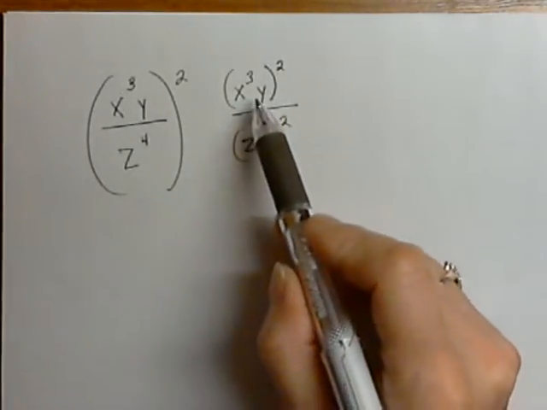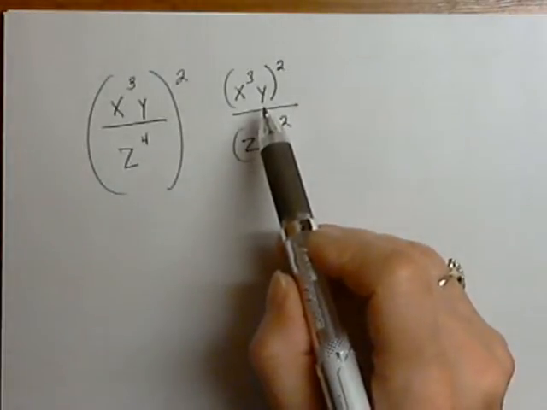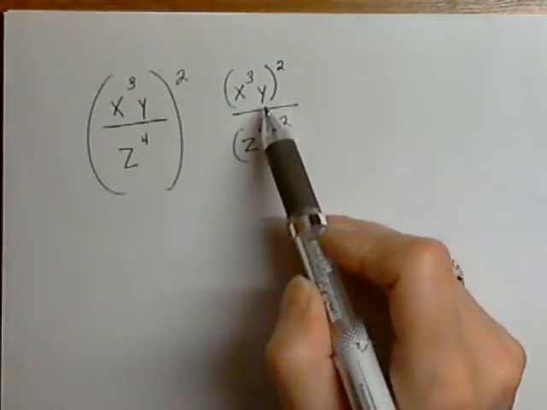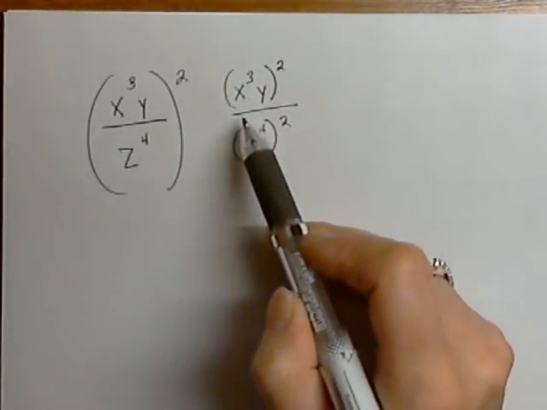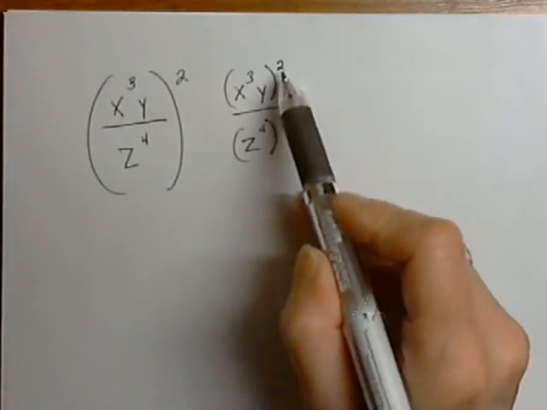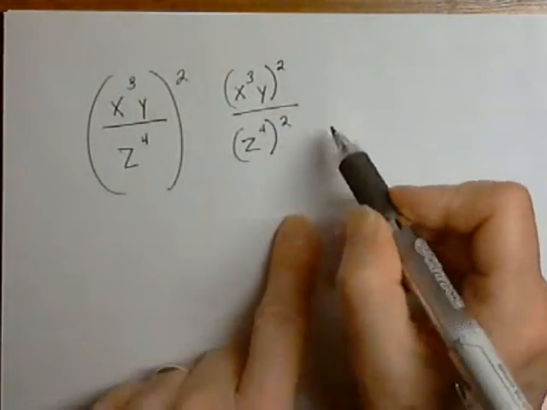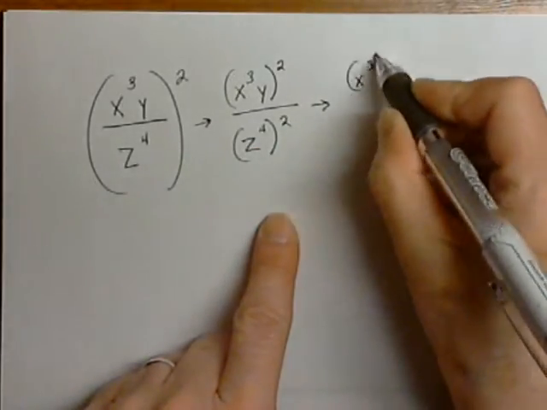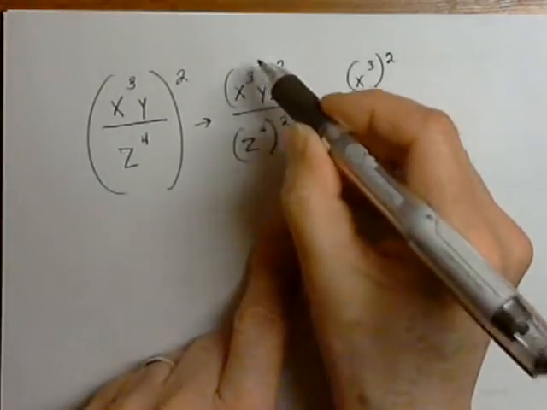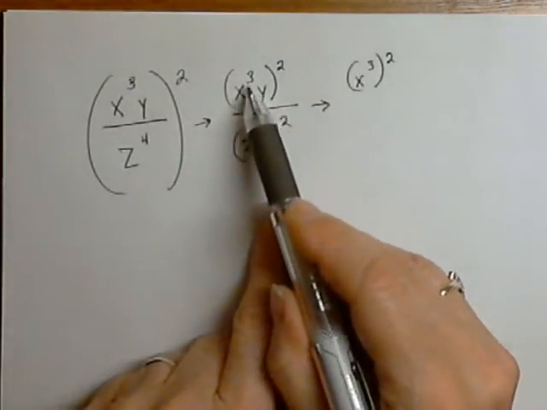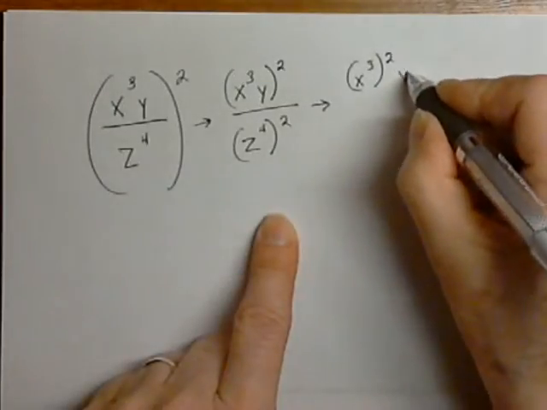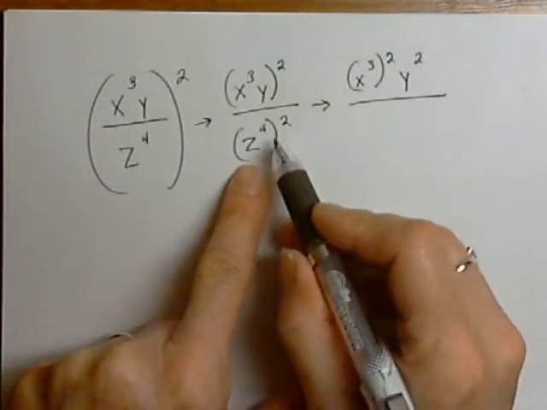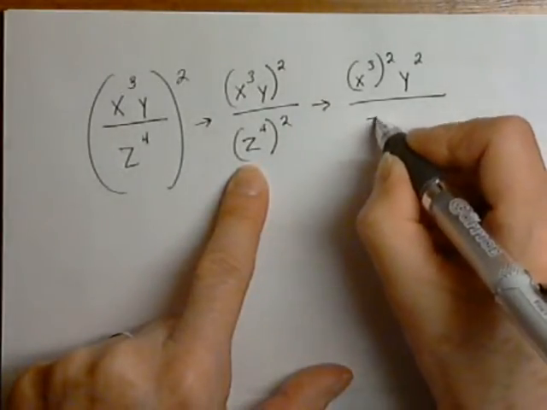Let's work with numerator and denominator individually now. We have an exponent on the outside of our parentheses, so we're going to be dealing with power of a power here. We're going to distribute that exponent to every factor inside parentheses. So we have x cubed squared, y squared. We're distributing that exponent of 2 to every factor inside the parentheses. Let's do the same thing down here. Well, it already is in that form, so I'm just going to rewrite it.